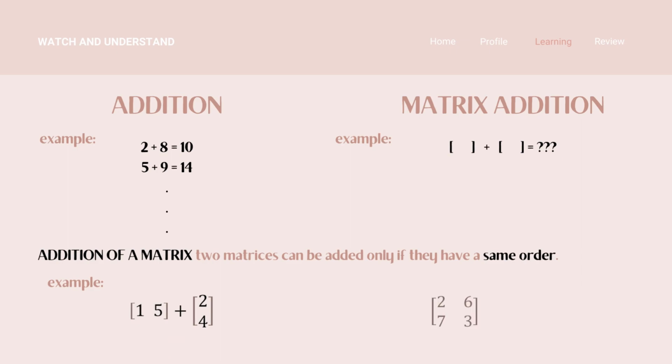How about this one? The first matrix has an order of 2 by 2, and the second matrix also has an order of 2 by 2. They have the same order, so they can be added.